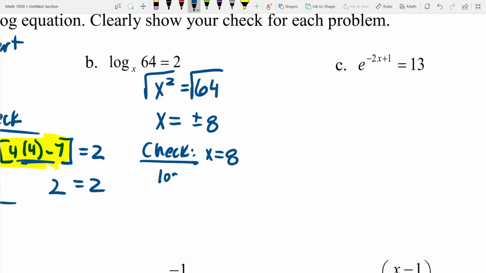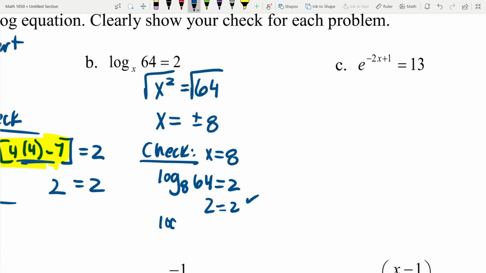Everybody write down log base 8 of 64 is equal to 2. Let's practice putting log base 8 of 64 in our calculator. Everybody go log 64, close it off, divided by log 8, close it off, enter. I got 2 equals 2. I want you to write 2 equals 2 and put a little check right there. I checked it. It's good.